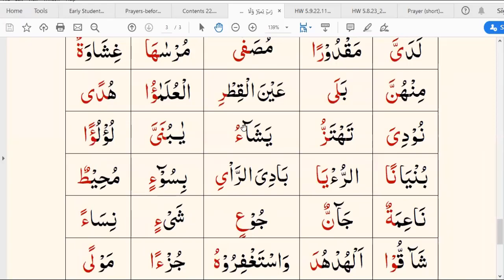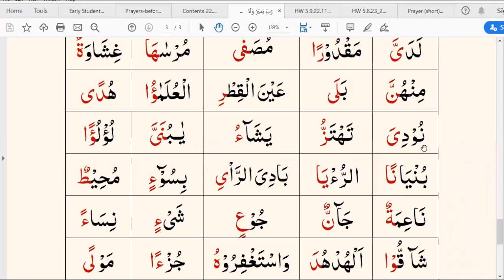I would just elongate this sha a little bit more because it's a long elongation. So it would be yasha. Have a go. Yasha. Very good. I think we'll just do one more. And it will be this one here.